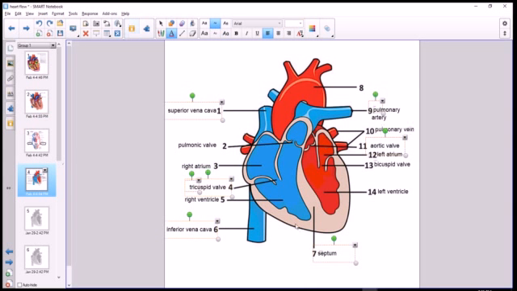And finally, we have this large blood vessel that takes blood away from the left ventricle, and this is the aorta. Interestingly, the aorta is the body's largest blood vessel.